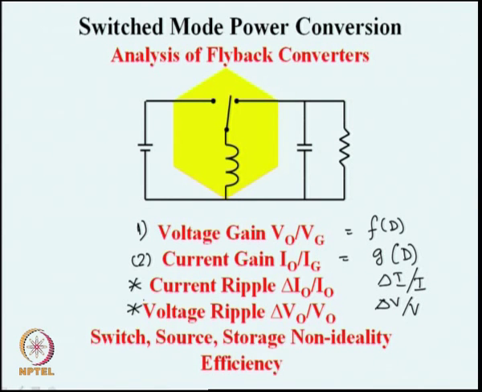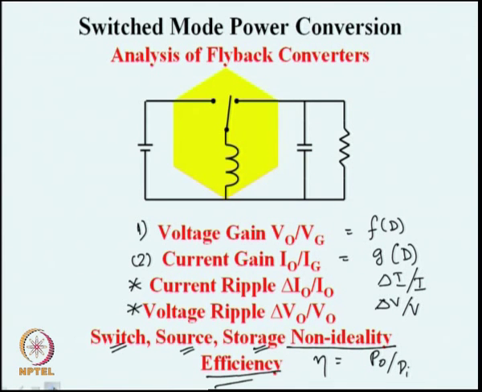And then the analysis also takes into account the non-idealities of several of the components that are present here: the non-idealities of the switch, the non-ideality of the source, and the non-ideality of the storage elements, which are the inductors and the capacitors. And eventually, we also like to find out what is the efficiency of power conversion, which is the ratio of the output power divided by the input power. This is what we would like to find out through the process of our analysis.